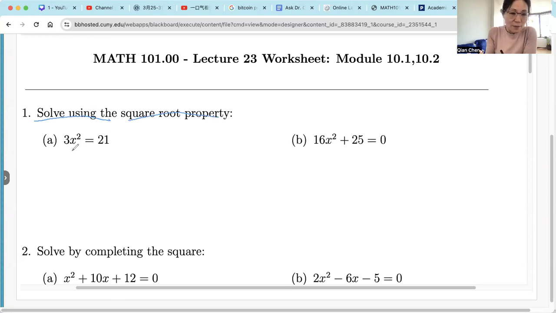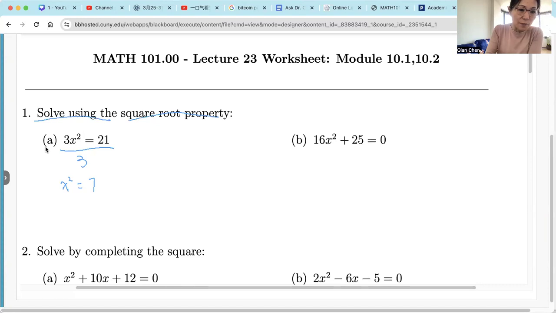So let's see the first one. Whenever we solve equations or simplify, we want to simplify it. So this one can be simplified, right? We have one term on the left, or we have one term on the right, and both terms have 3 as a common factor. So we divide by 3. 3x squared divided by 3, we get x squared. 21 divided by 3, get 7. Now we can square root.